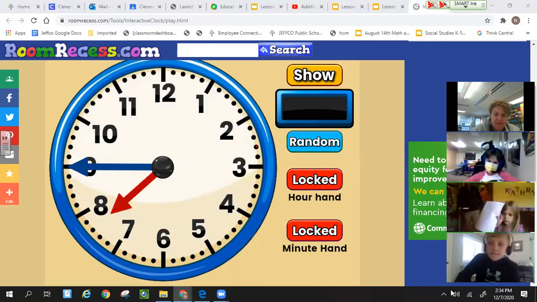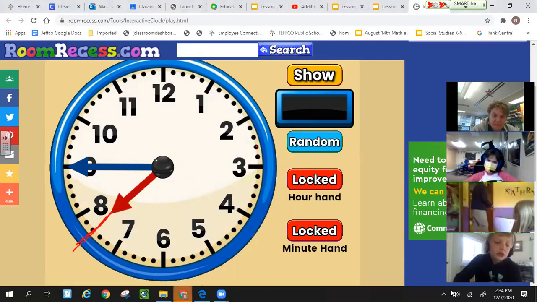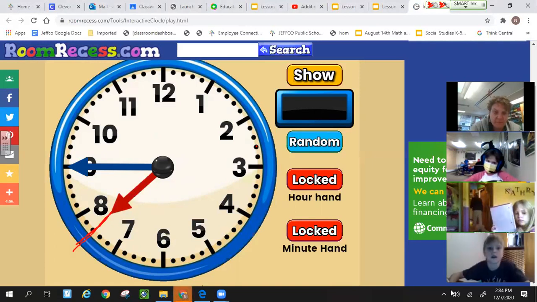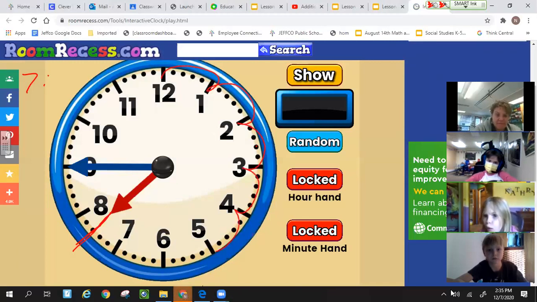Exactly. How do you know it's 7:45? When you look at this hour hand, what do you notice? The hour hand isn't quite yet to the 8, so it's still 7. And if you skip count by 5s to 9, you would get 45. Excellent. Nicely done, Max. Thank you for sharing your thinking. All right, we're going to do a couple more as a review.